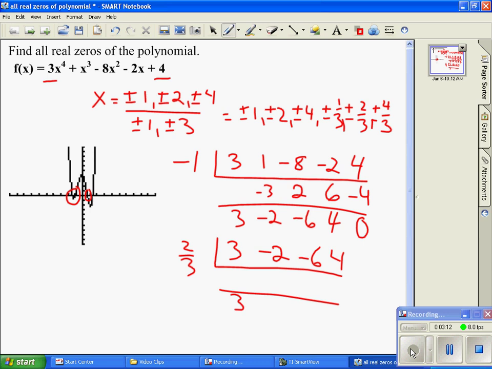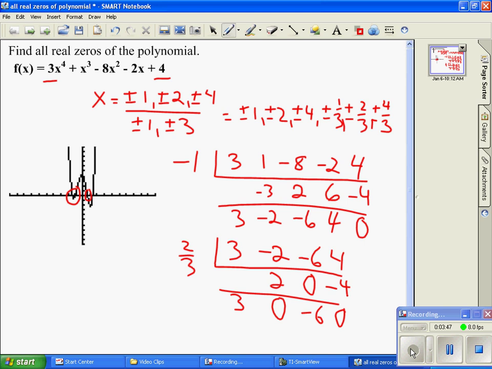So bring down the 3. 2/3 times 3 gives us 2. So if we add the column, we get 0. So 0 times 2/3 gives us 0. So that's -6. And -6 times 2/3 gives us -4, which adds up again to 0. Okay, perfect. This second root also worked. So we have 2 of them. And the remainder of the stuff that came out in our division is a quadratic polynomial.